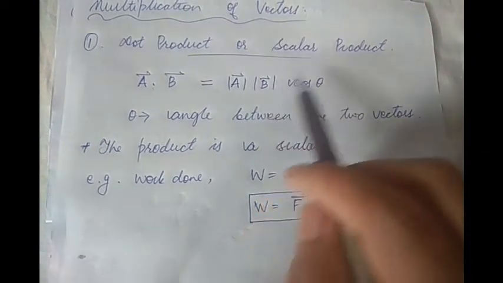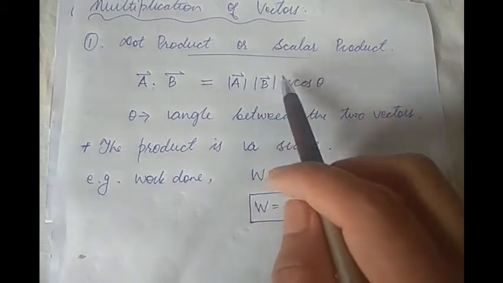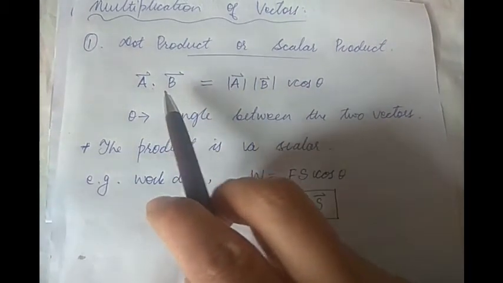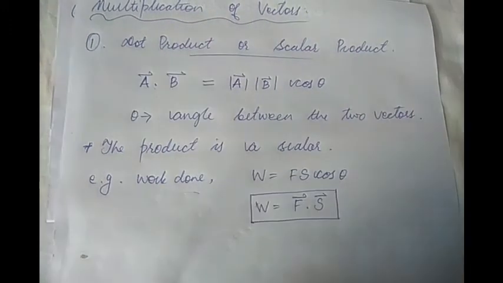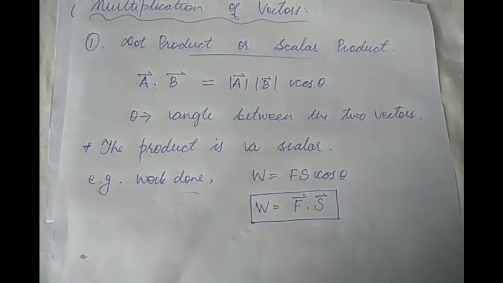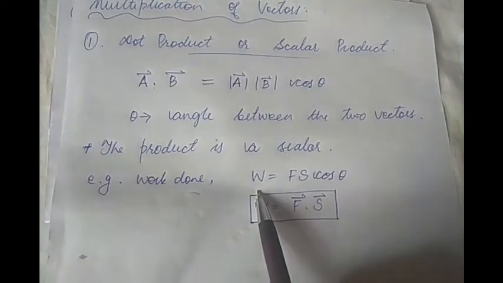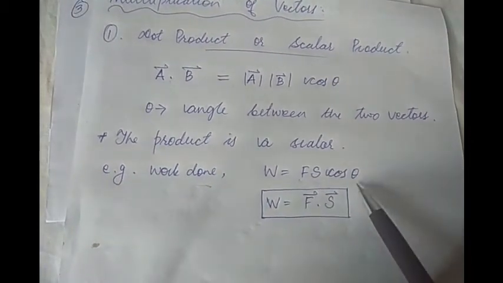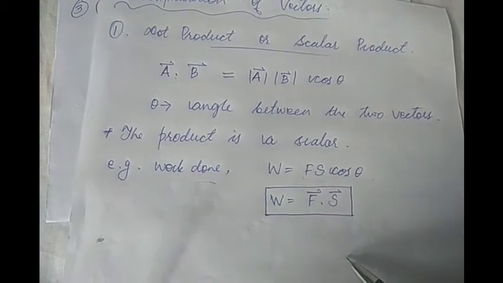Now actually this is not something new. You've already seen this being done. You've seen the dot product of two vectors in work done. When you studied work done in class 10, work done was F s cos theta, where F was the force acting, S was the displacement, and theta was the angle between the force and the displacement. Recollect what you've studied in class 10.